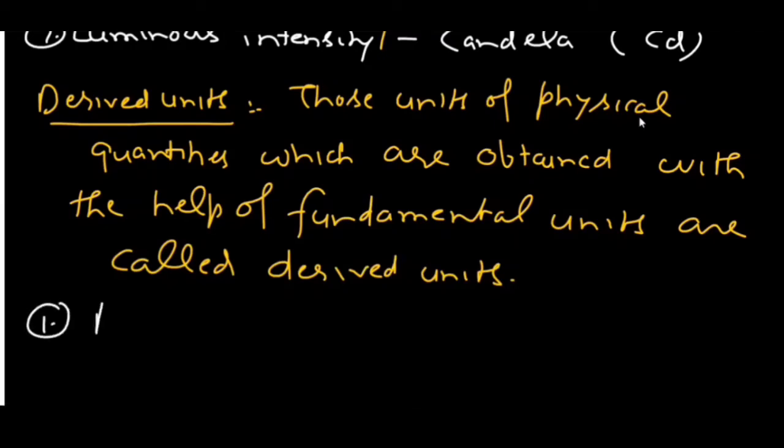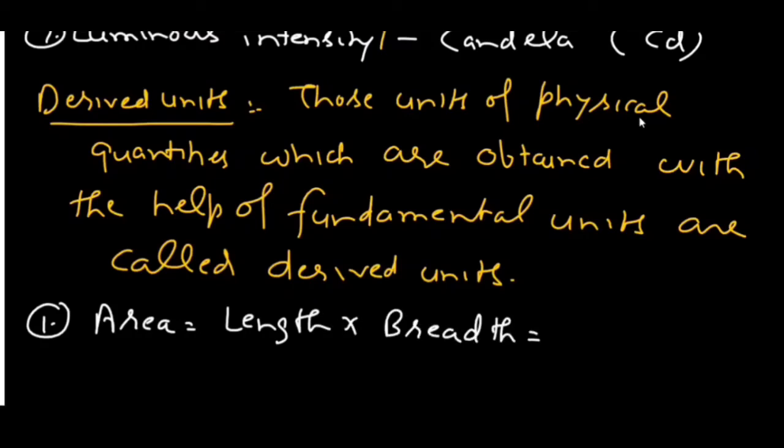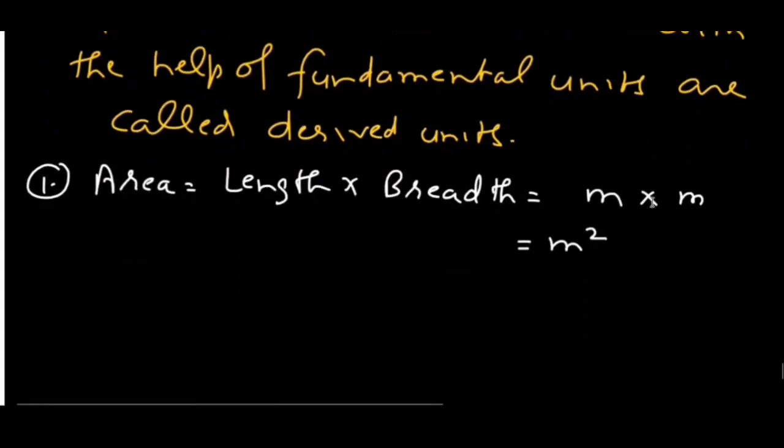The first one is area. We know the formula of finding area is length into breadth. And we know the unit of length is meter. In same way, unit of breadth is meter. So meter into meter, this is meter square. So meter square is the derived unit and it is the unit of area.